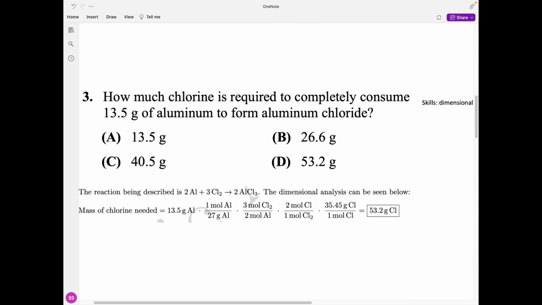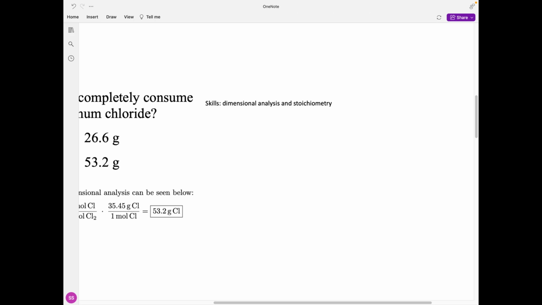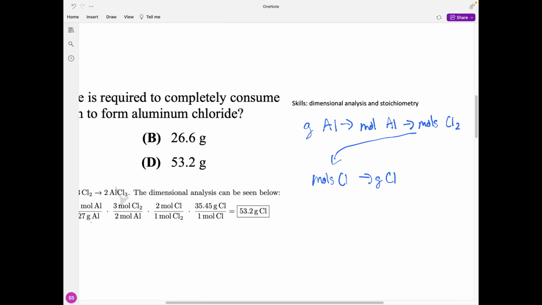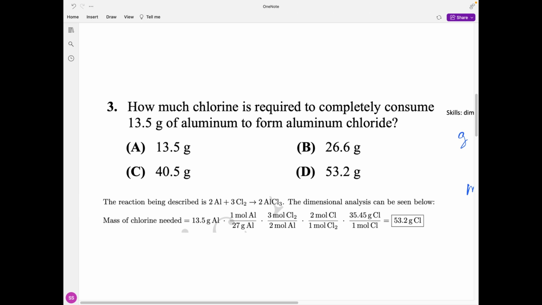Now for this problem, let's just go through the conversion pathway again. We have grams of aluminum to moles of aluminum, then to moles of chlorine, and moles of Cl, and then to grams of chlorine. Essentially, what we want to find out is the reaction being described. We have aluminum reacting with chlorine to make aluminum chloride, and that reaction is going to be this. It also works with the reaction Al plus 3Cl goes to AlCl3, but this is the more technically accurate way of writing it with the Cl2.